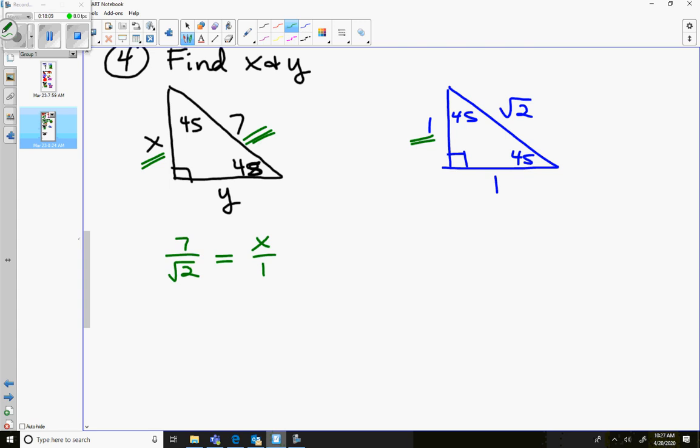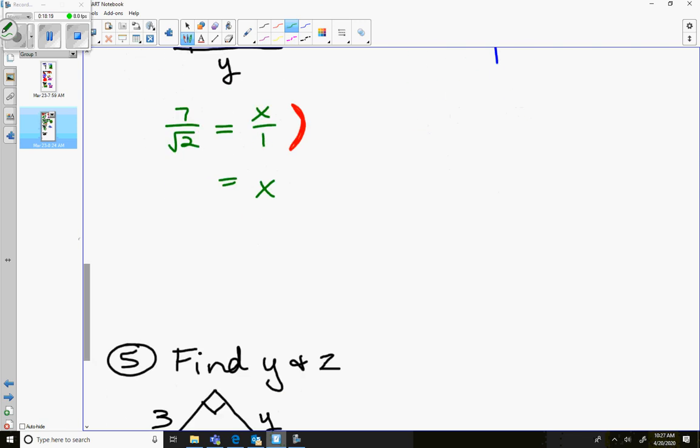Now, in this case, the x over 1, again, there's no need for us to cross multiply. It's already solved. That's x. Now, the problem is the 7 over the square root of 2. That's basically the answer, but you're not allowed to have a radical in the denominator. So we got to fix it. So you do a square root of 2 to the bottom, and whatever you did to the bottom, you got to do to the top. So after we fix it, we get x is 7 square root of 2 over 2.